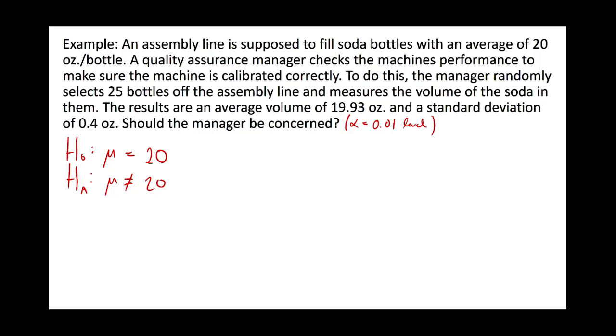Okay, so when we go to get our critical value now, what do we have to consider? We're dealing with means, so what table should we be on? We should be on the T table. And the T table has degrees of freedom. So how many degrees of freedom do we have in this study? There's 24 degrees of freedom because there's 25 samples.